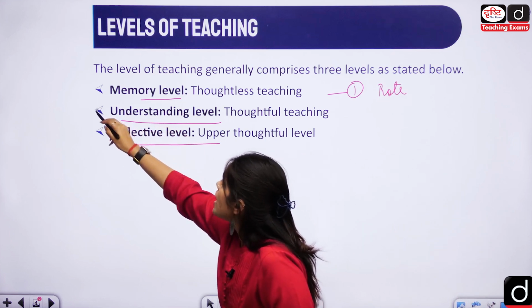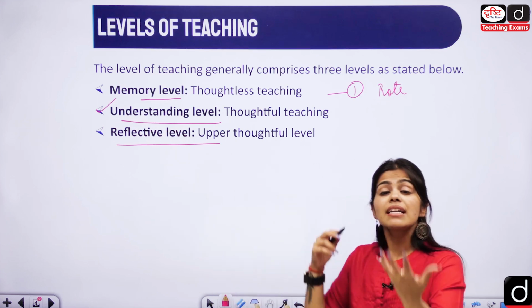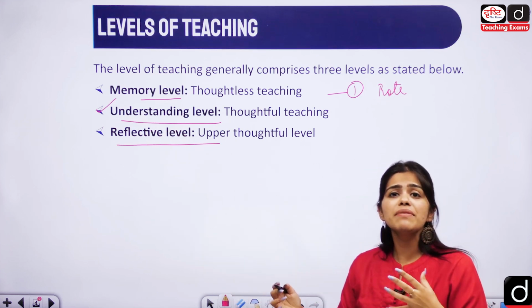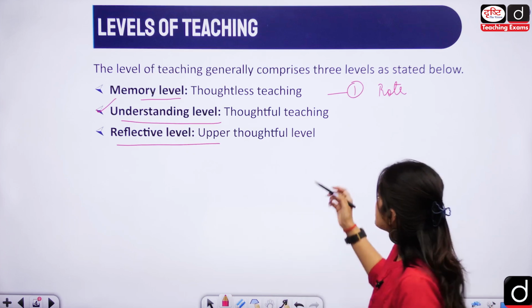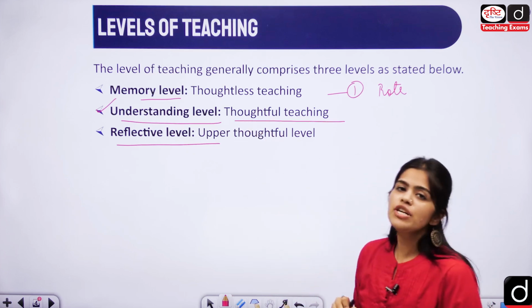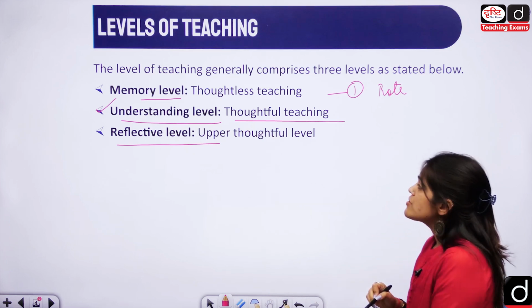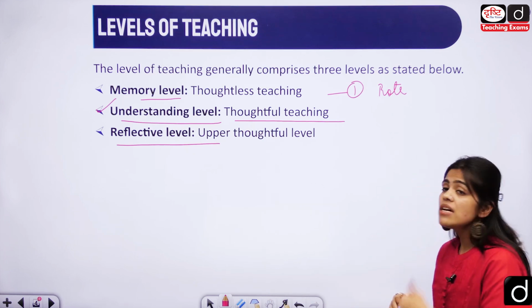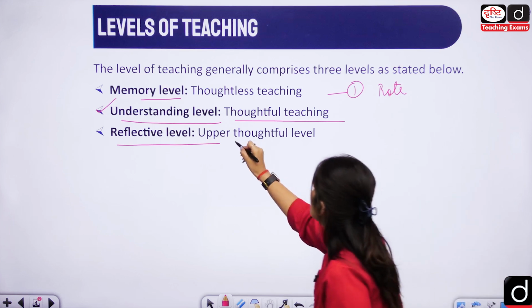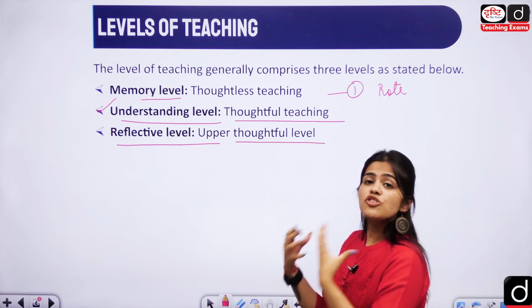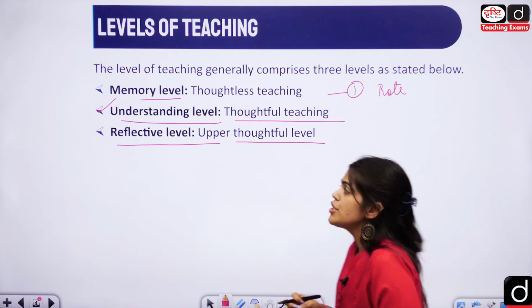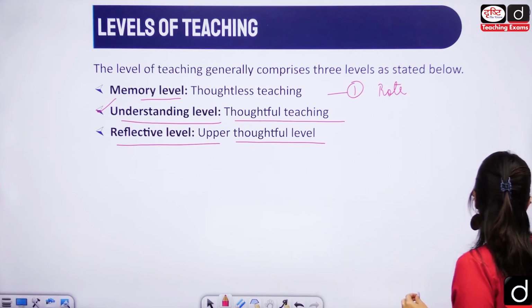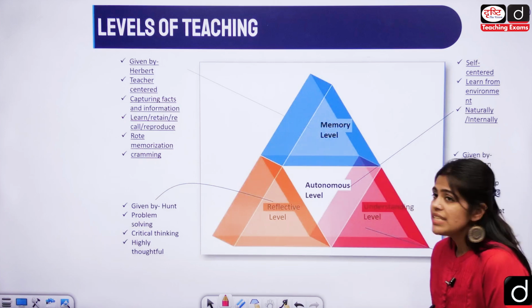When it comes to the understanding level, the relationship is created between different facts and figures that are told by the teacher. This means that it is the thoughtful teaching level. When it comes to the reflective level, it becomes the upper thoughtful level where you see that the child has grown and the teacher is only a helping hand towards the student. Let us read about these levels.